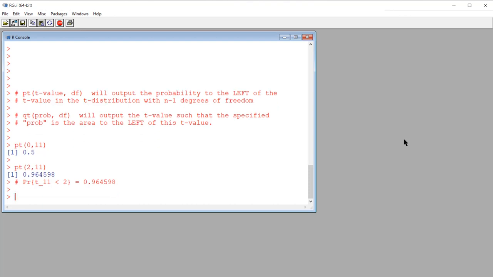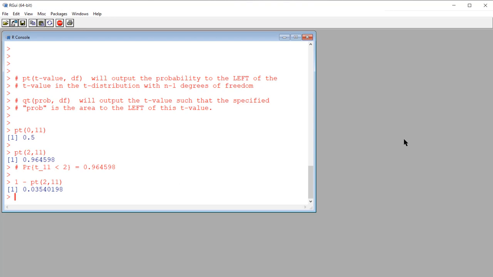0.964598. That's how we would write that in our full probability notation. Now what if we wanted the area not to the left, but to the right of the t-value of 2? Remember that the entire area under these probability density functions is 1. So if I wanted the area to the right, I'm not going to use the same input. I'm going to take the complement. And this is going to be about 0.035. If I wanted to use the full probability notation to write this out, like earlier, I'm going to be a little lazy here, but I'm going to put a greater than sign. And now this is 0.03540198. So that is the PT function.